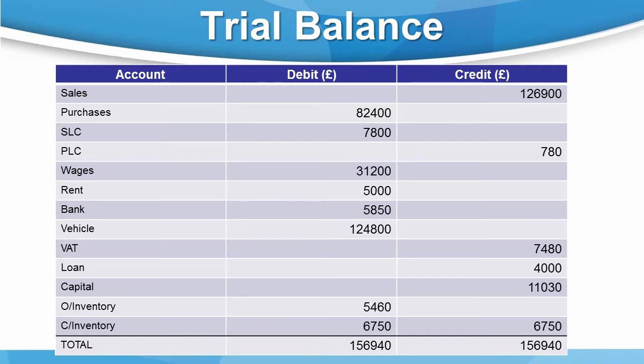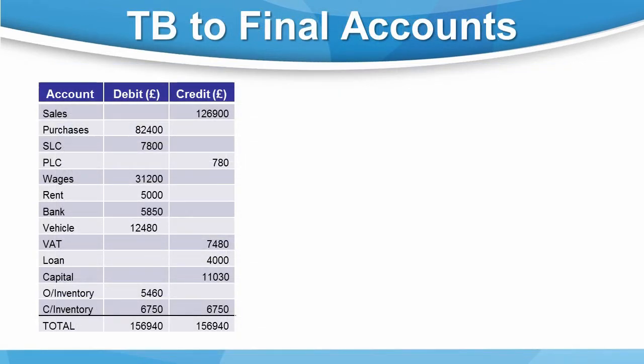In this scenario, all the year-end adjustments have been made, and notice how the closing inventory shows both a debit and a credit entry. So, getting started, let's first select all the accounts which should be transferred to the statement of profit or loss. These are sales, purchases, wages, rent, opening inventory, and the credit side of the closing inventory.